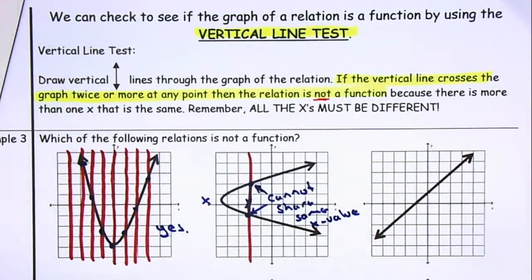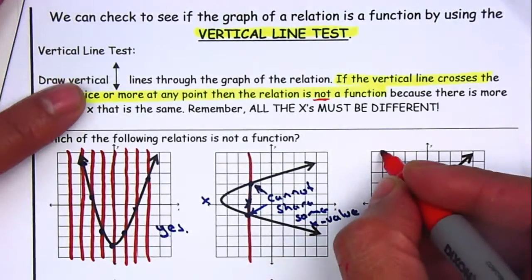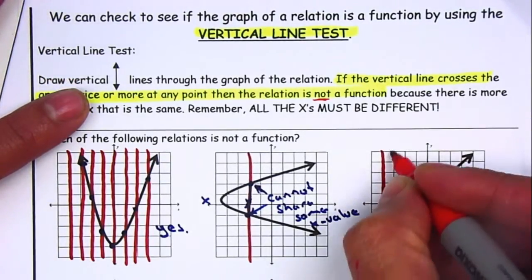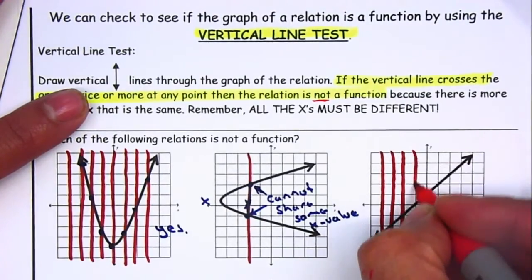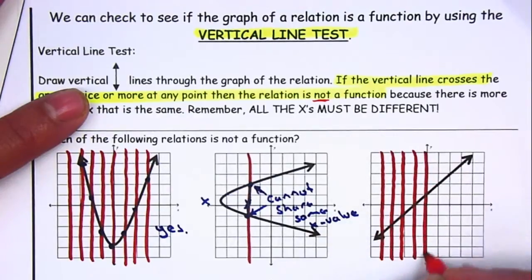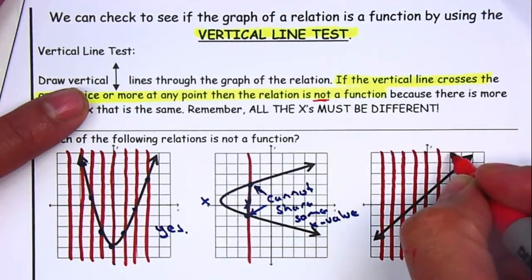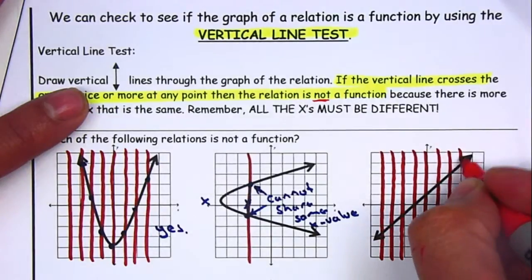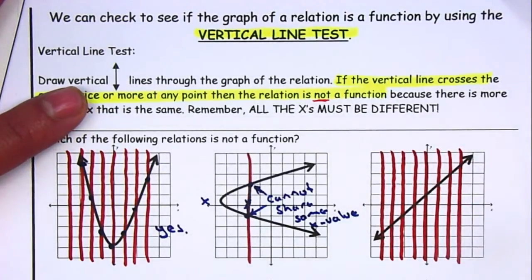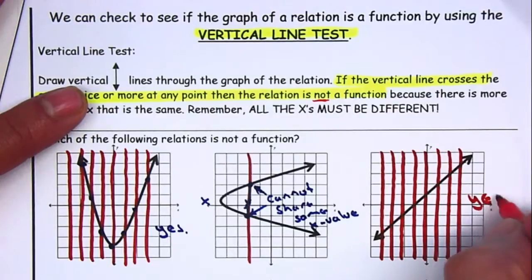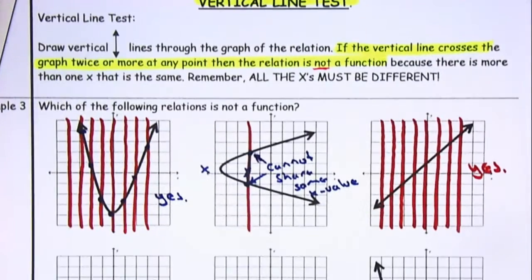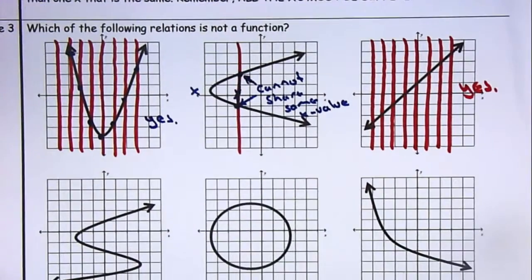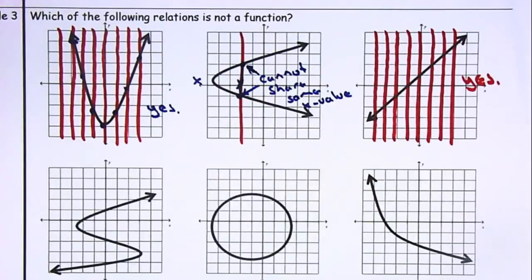Let's go to the next one. Even if you already know that this is a function, I need to see lines all throughout, just to be able to prove that each red line, each vertical line, crosses it only once. So yes, you notice only once per line. Go ahead and do the next 3 problems and see what you get. Go and pause it.